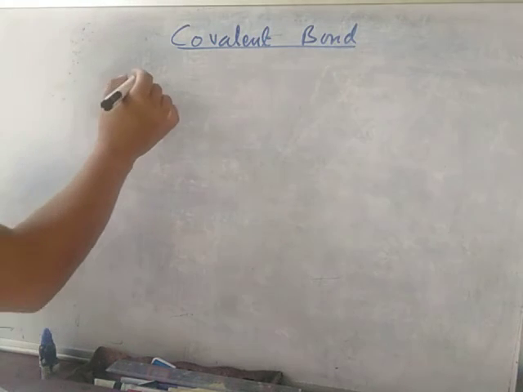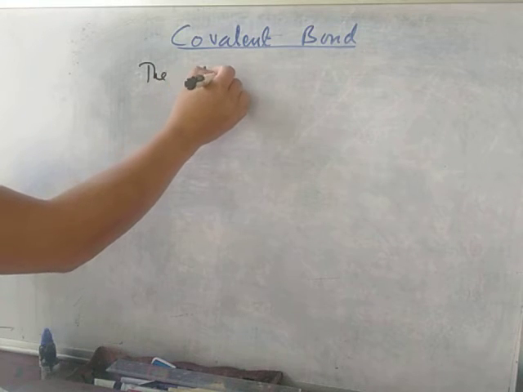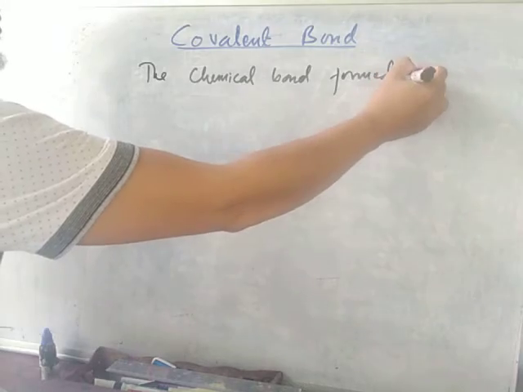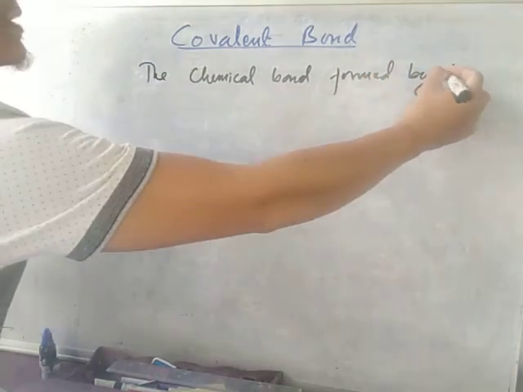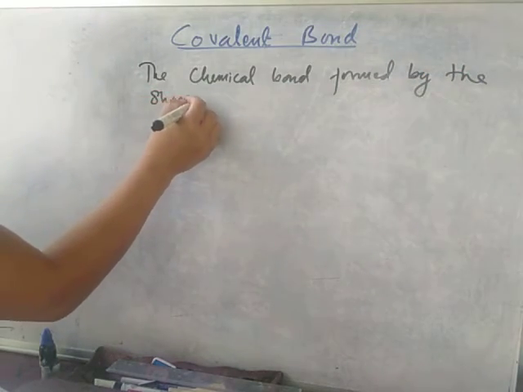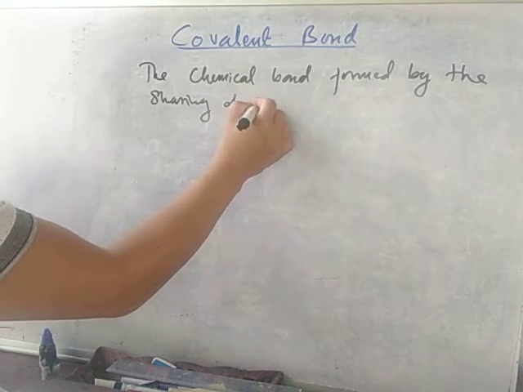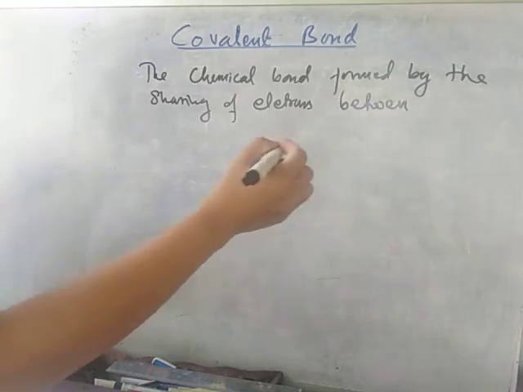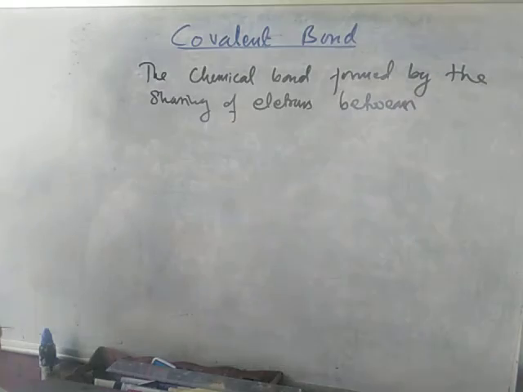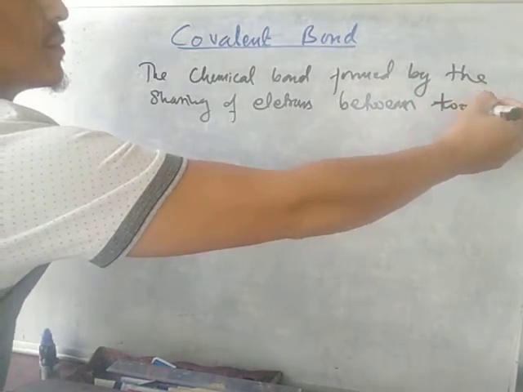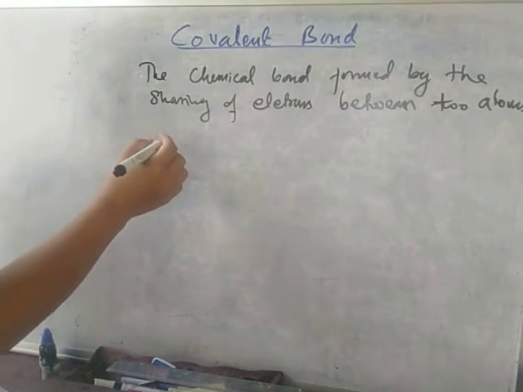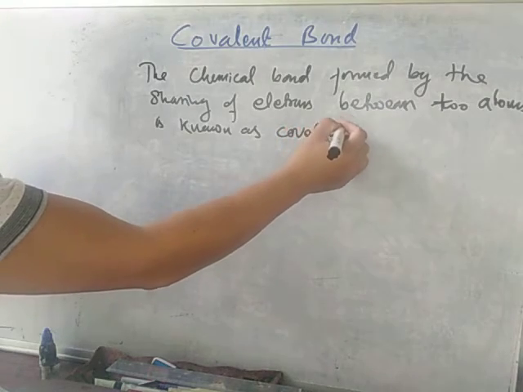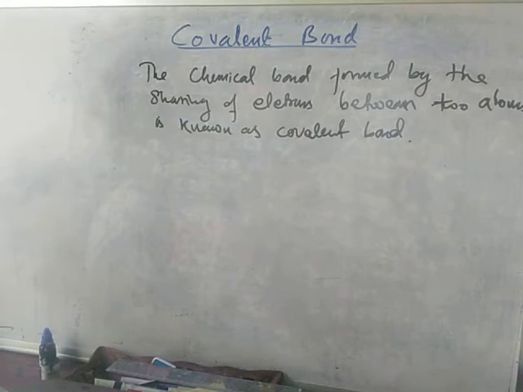Okay, so see, the chemical bond formed by the sharing of electrons between two atoms is known as covalent bond. Okay, so this is your covalent bond.